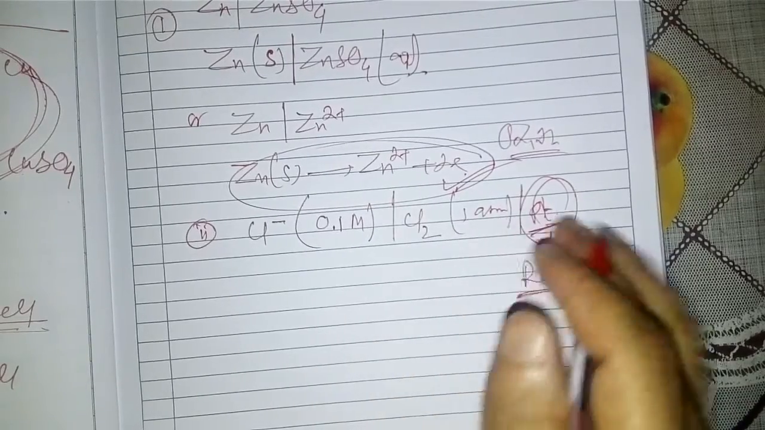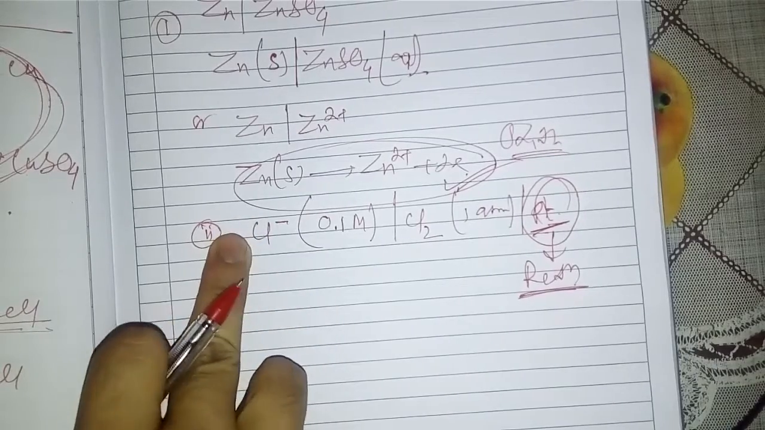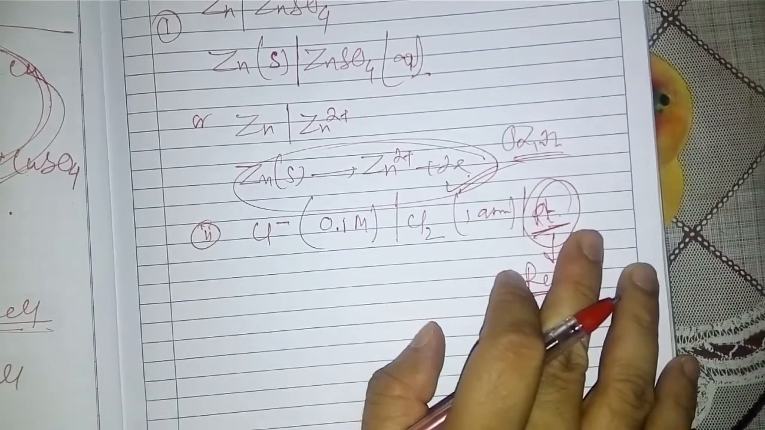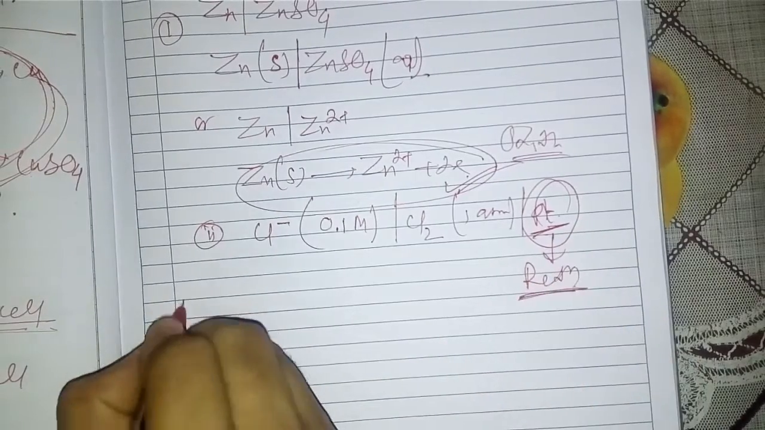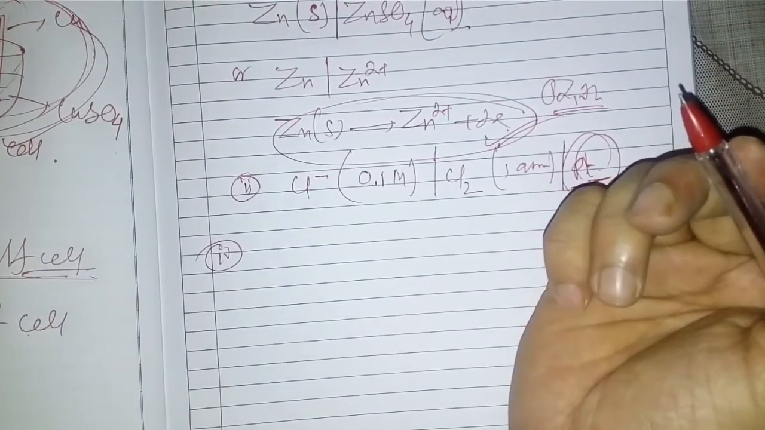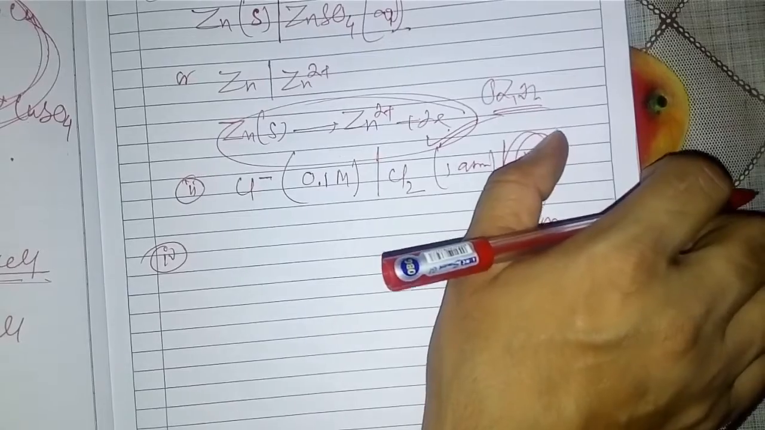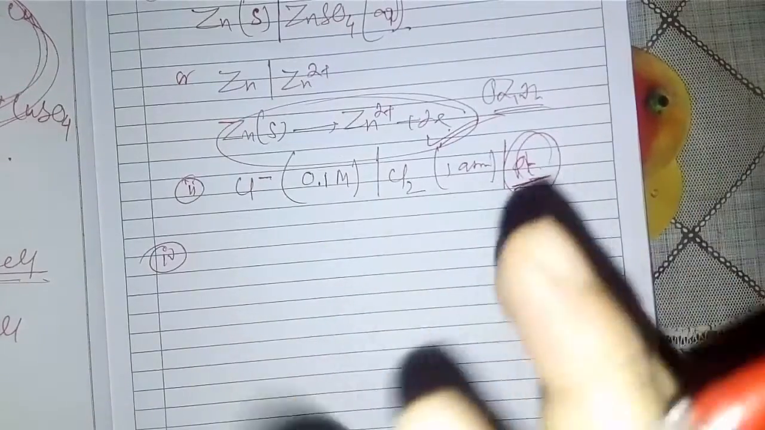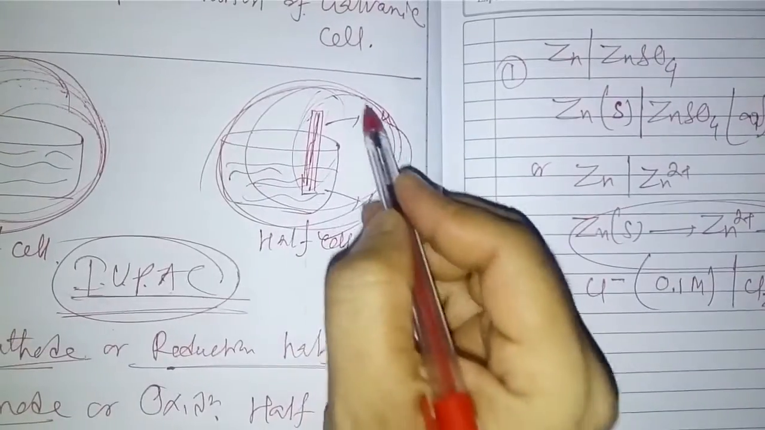If it is the right hand side, then this one is oxidation. Okay, now point number 4: to express the reduction half cell or cathode, write the formula of the electrolyte. Here is the electrolyte, this is the reduction part.